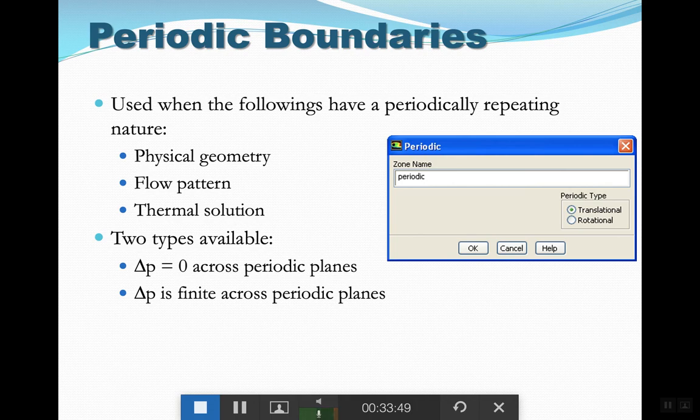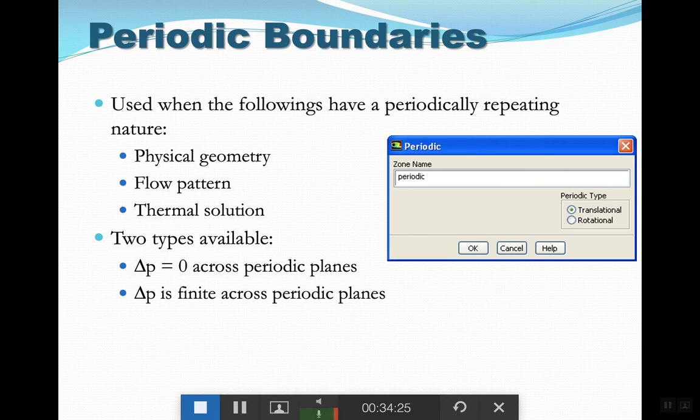So if your system has some sort of periodically repeating nature, you can use periodic boundary condition. That's, for example, physical geometry. If your physical geometry is repeating, if your flow pattern is repeating, or your thermal solution is repeating. So something is repeating in your system that you can use periodic boundary condition to reduce the size of your simulation. Now there are two types of periodic boundary condition.